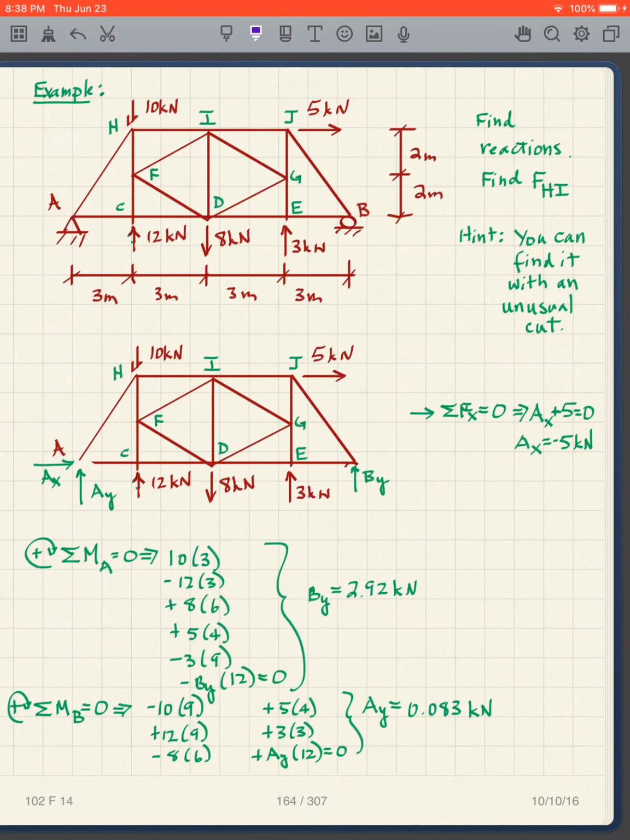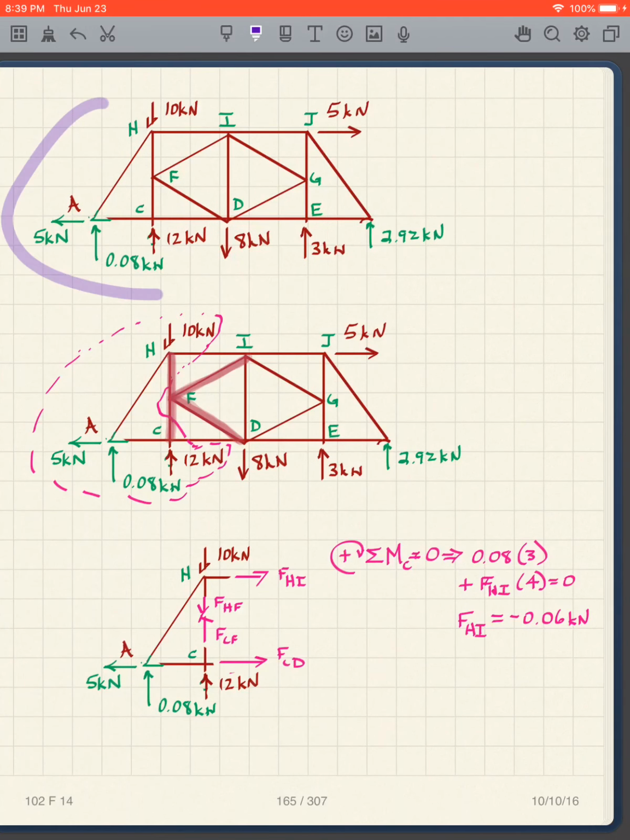Okay, so first let's find the reactions. So here's our free body diagram, and I'm not going to go through it. I can take moments about A. This is what we get when we take moments about A. We get BY is 2.92. Take moments about B. This is what we get when we take moments about B. I get AY is 0.083 kilonewtons. And we can take the sum of the forces in the x direction, and we get Ax. So our final free body diagram for this looks like that.